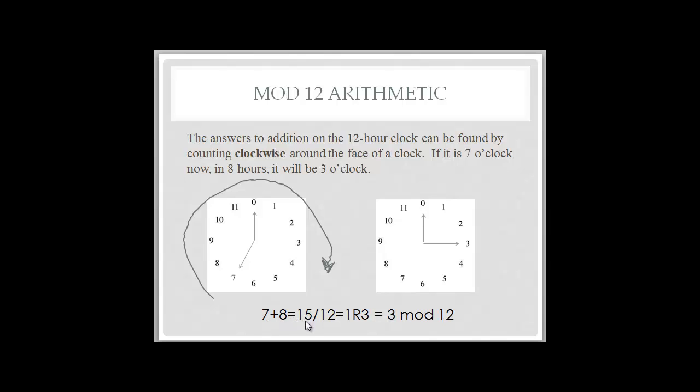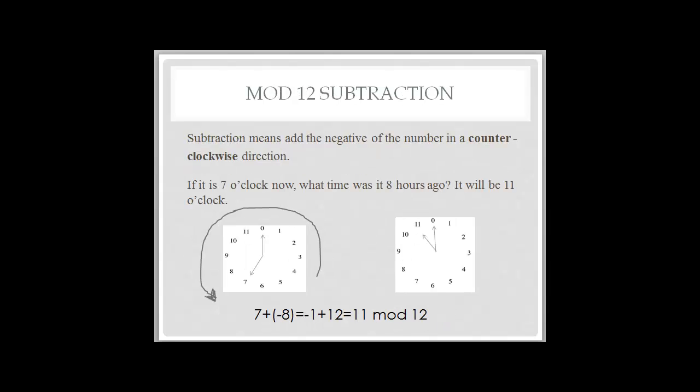Well, since we're on a 12-hour cycle, we're going to take that 15, divide by 12, and take the remainder. The remainder is the actual time that it's going to be. So in this case, 15 divided by 12 goes into it 1 with a remainder of 3. So that 3 is what we're looking for. So 3 is our answer in mod 12. Okay, so let's look at mod 12 subtraction. Subtraction means add the negative of the number in a counterclockwise direction. So now we're going to go to the left.